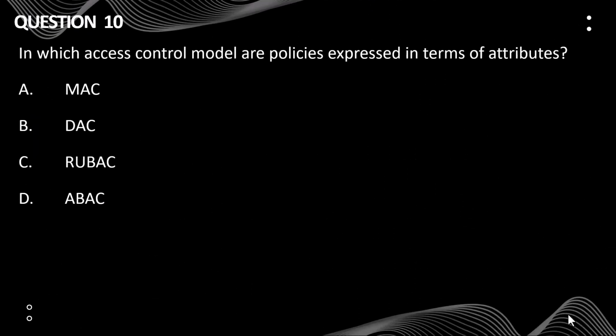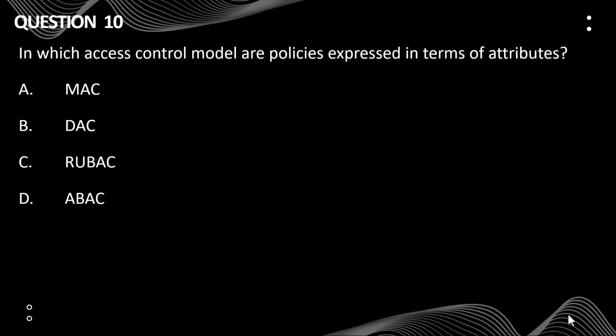Question 10. In which access control model are policies expressed in terms of attributes? A, MAC, B, DAC, C, RBAC, D, ABAC. In this, we already know that the MAC is used based on sensitivity labels and clearance levels. The DAC, or discretionary access control, is based on the discretion of the owner of the objects, and the owner decides who is allowed access to their resources.